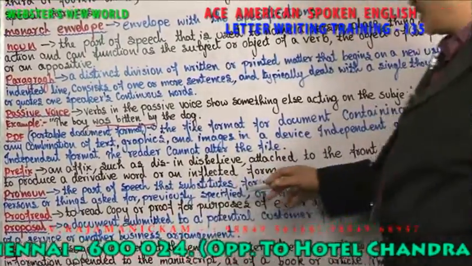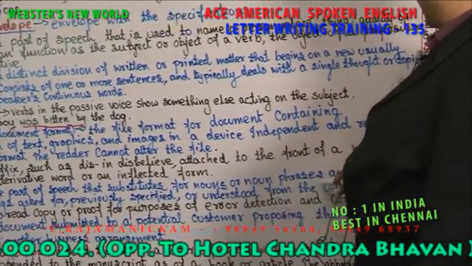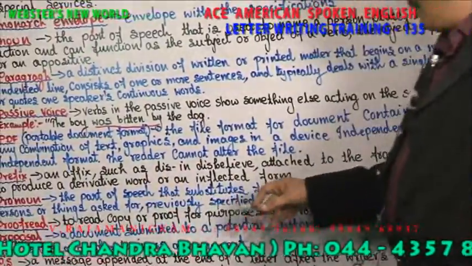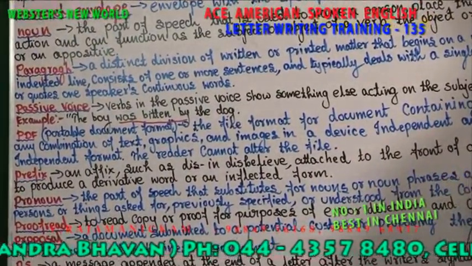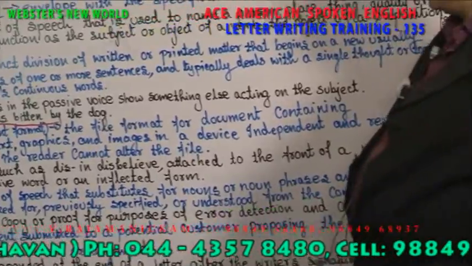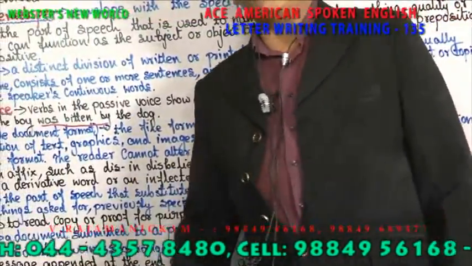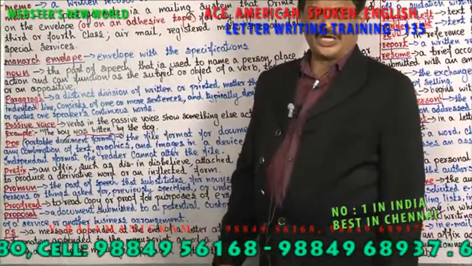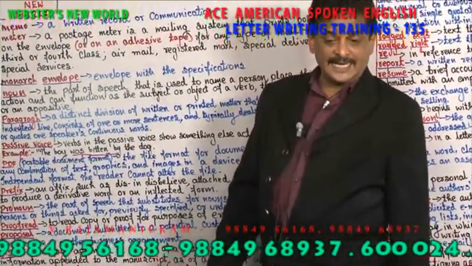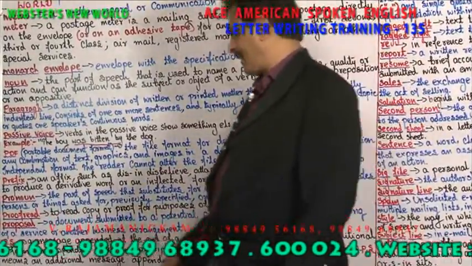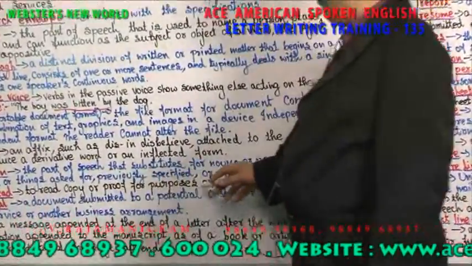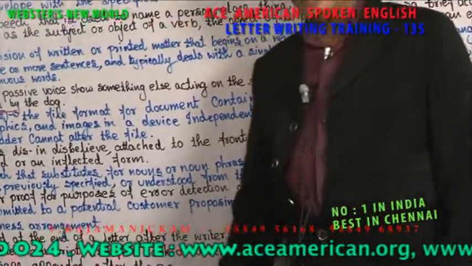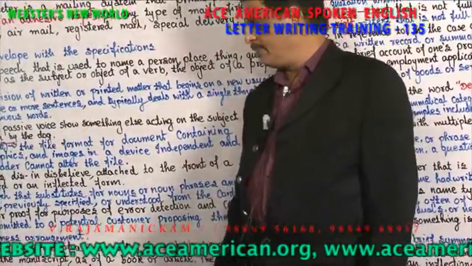The part of speech that substitutes for nouns or noun phrases and designates persons or things asked for, previously specified or understood from the context. You got it, sir? Next, after pronoun, it is proofread. What do you mean by proofread, sir? You type a message and I check whether there are any errors. It is called proofread: to read, copy or proof for the purpose of error detection and correction, finding out the errors and correcting them.